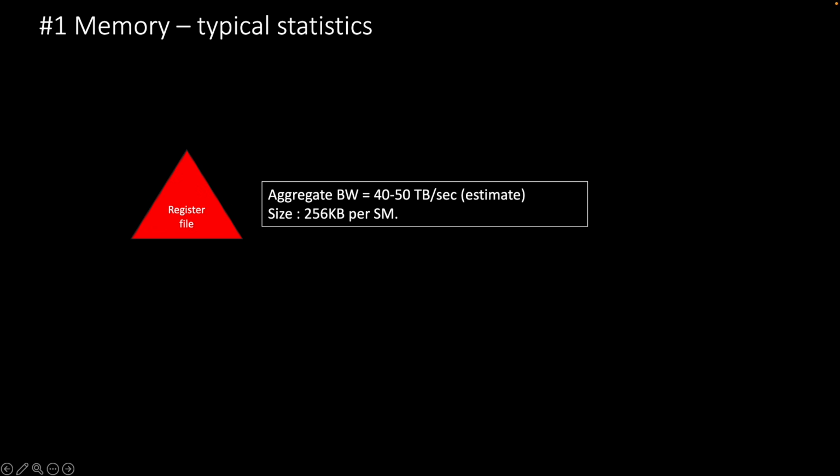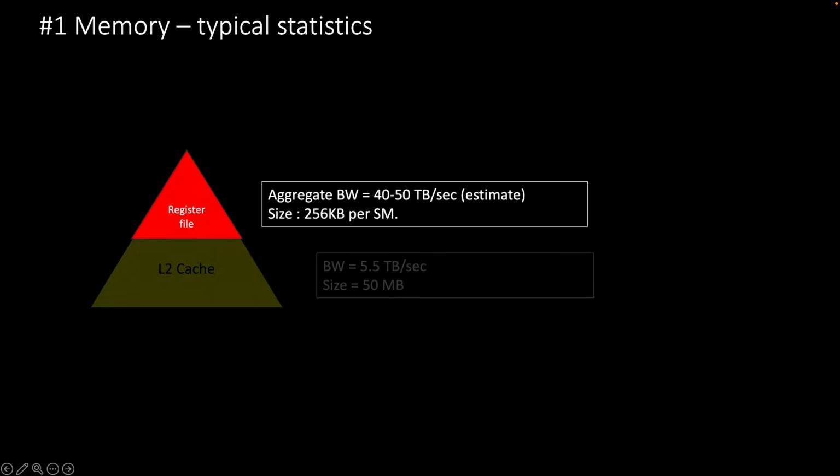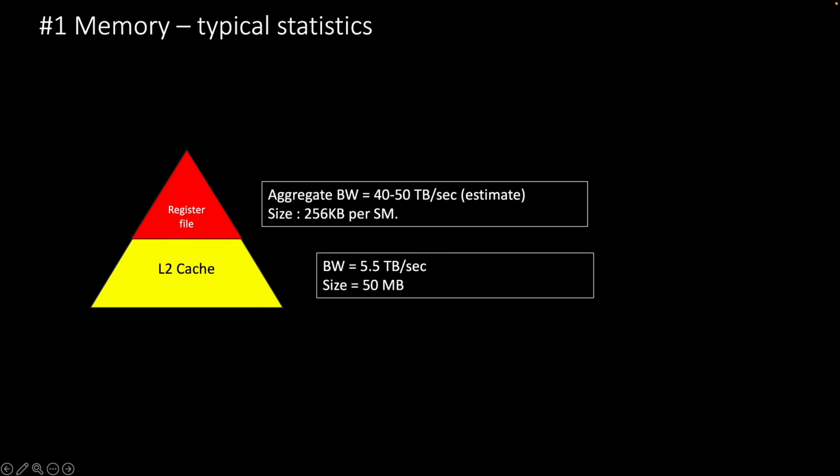in this case we have H100 specifics. Then the closest memory to the processor is the register file, and the size of the register file is 256 kilobytes per streaming multiprocessor, but the aggregate bandwidth of all the register files in the GPU is about 40 to 50 terabytes per second. So a relatively small bank, or many small banks, but very high bandwidth. The next bank is the L2 cache. And the L2 cache is much larger, it's 50 megabytes in size, but we have roughly 1/10 of the bandwidth, 5.5 terabytes per second.